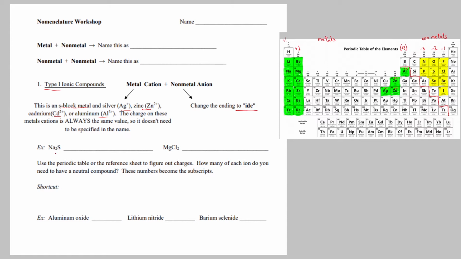Let's do an example. A formula that we have is Na2S. For the cation and the anion, we will take the names from the periodic table. So it is sodium, and the name for S is sulfur, right? So instead of using the whole word sulfur, what we will do is change the ending to IDE, and it will be sodium sulfide.